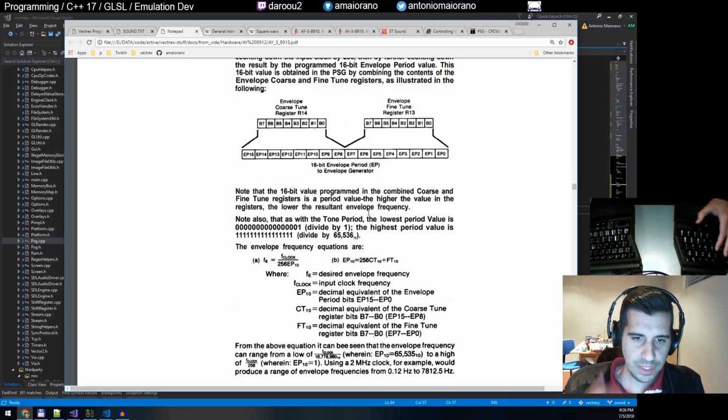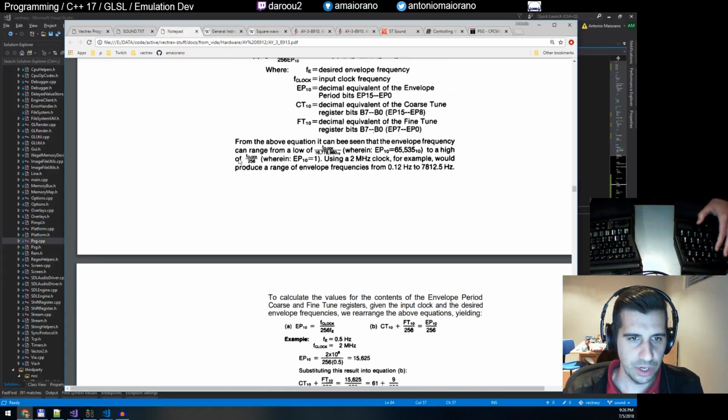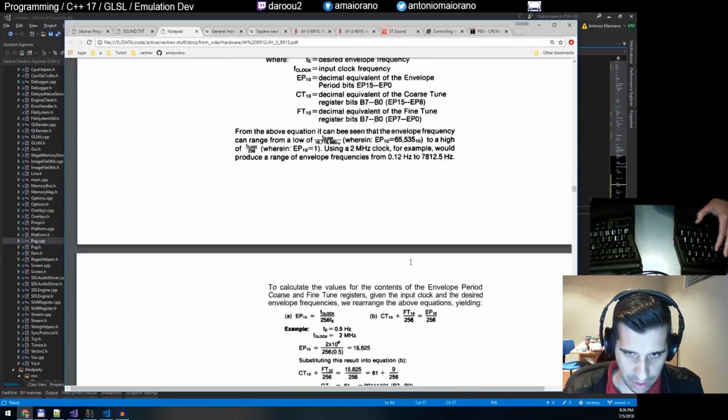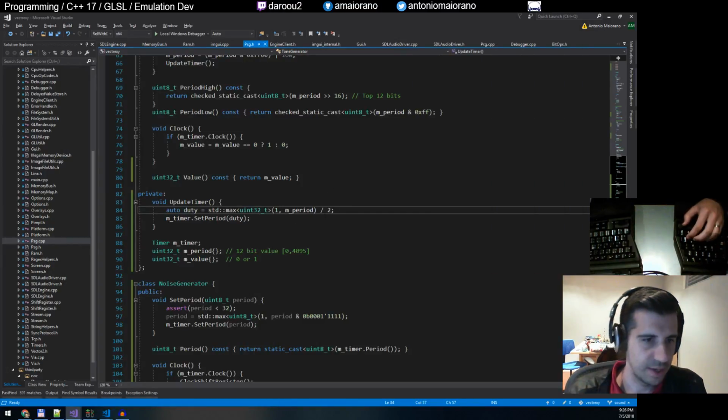The envelope frequency equations are there. That's good, to calculate the values for the contents of the envelope. So actually, before I continue, let's start modeling this.